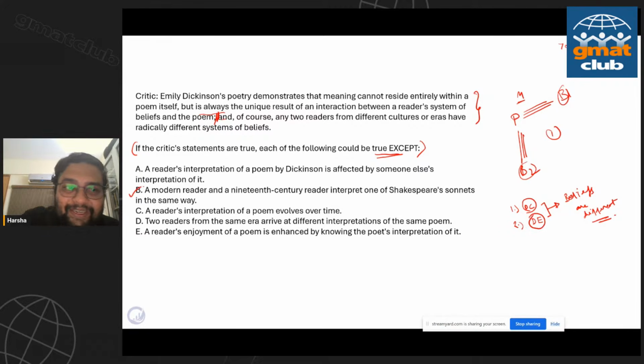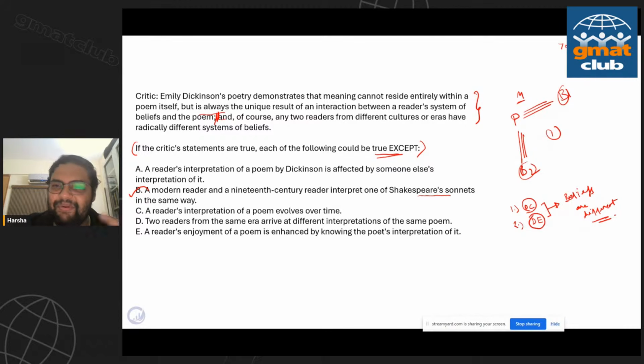It is choice B, it has to be choice B. Look at what choice B says. A modern reader, so somebody from the modern era right now, and a 19th century reader. We are clearly not in the 19th century, so it's clear that we're talking about different eras. So a modern reader and a 19th century reader interpret one of Shakespeare's sonnets in the same way. This cannot be true, right?